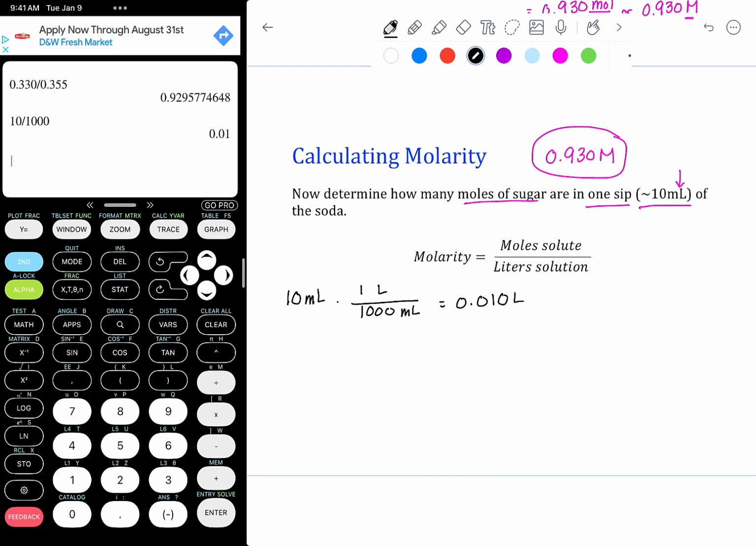Okay, so now that I have my volume in liters, I can now plug everything in and solve for my moles. So molarity is known. It's 0.930 molar. I'm going to write that molar instead as moles per liter so we can see how our units cancel. And that equals X number of moles. We don't know those yet, that's what we're solving for. And over our volume, which is 0.010 liters. So to solve for moles, we just have to multiply both sides by 0.010 liters.